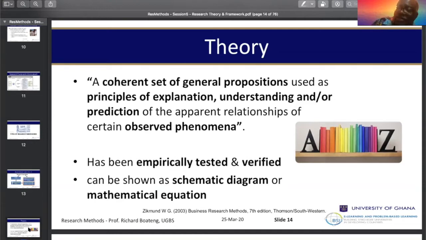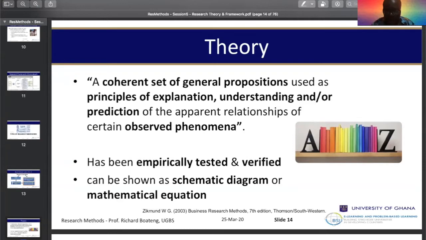When we look at the area of a rectangle, we have observed that to get the area of a rectangular object, you have to multiply the length, which is usually the longer part, and the breadth or the width, which is usually the shorter part. When you multiply the two together, we get the area. So we have observed this relationship concerning this phenomenon, and because of that, we theorize, or we can use this relationship to explain the area of other objects that have a rectangular shape. So we can use it to understand, explain, or predict.